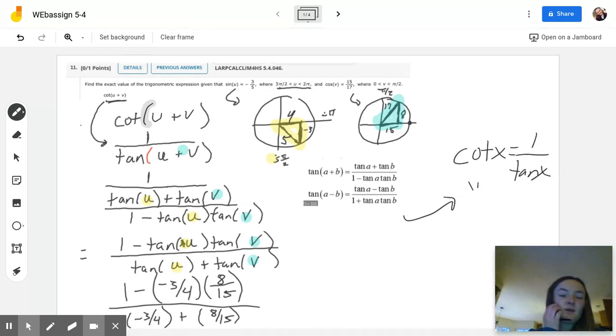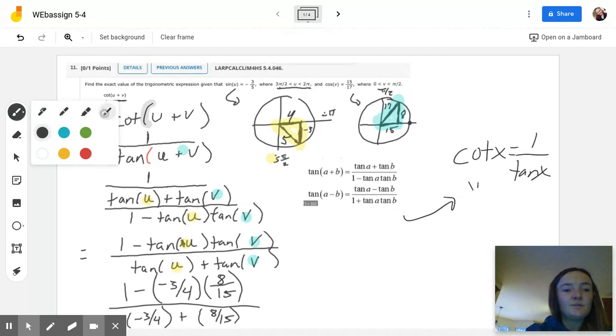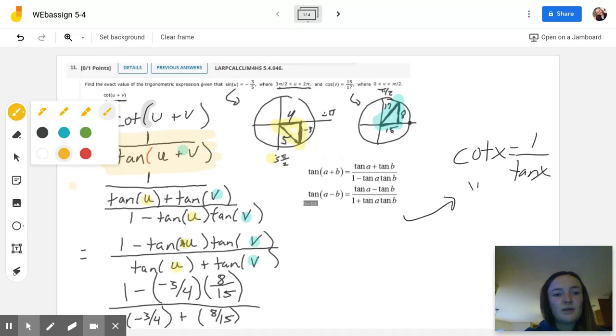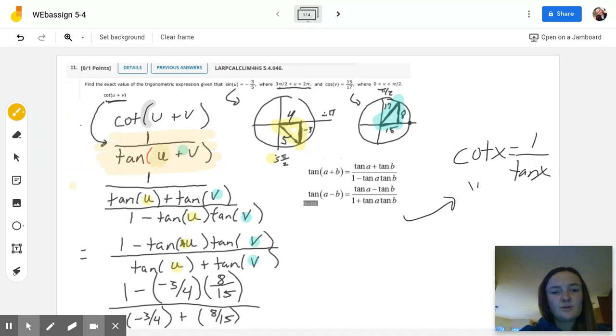And so what I could write, and this is what I did in my first step, is this. Cotangent of u plus v is the same thing as 1 over tangent of u plus v. I know that our fractions might get a little bit crazy here, but what I did is I created a triangle for each of the variables. I have a triangle for u, and I have a triangle for v. Here's the triangle for u, it's yellow, and the triangle for v is blue.